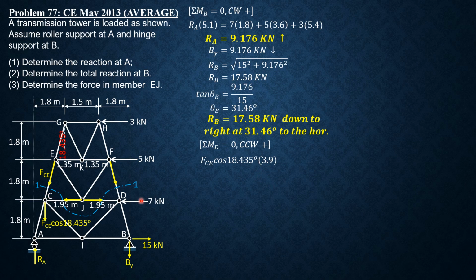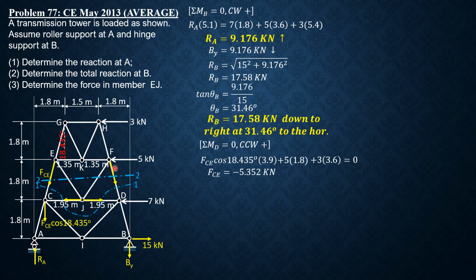that's counterclockwise, and we consider forces above. So the moment of 5 is counterclockwise. So plus 5 times 1.8 and plus 3 times 3.6 equals 0. So solving for FCE, FCE is negative 5.352 kilonewtons.